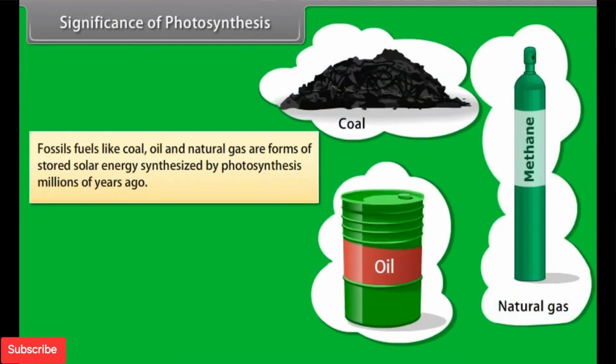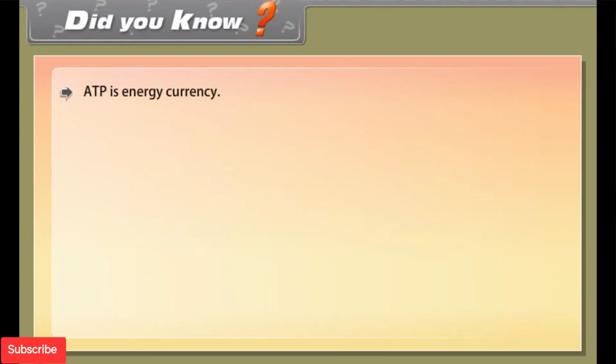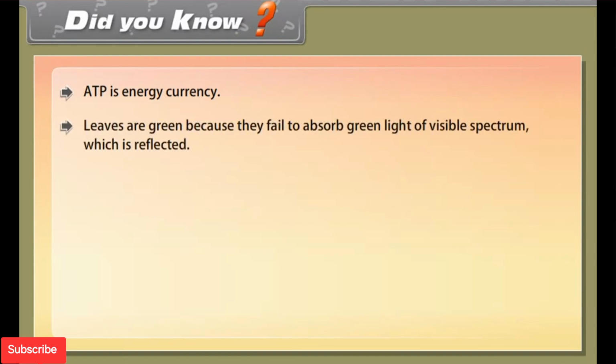Assessment. Before proceeding further, let us know how much you have learned. Drag and drop the correct option. Did you know ATP is the energy currency? Leaves are green because they fail to absorb green light of the visible spectrum, which is reflected. Blue and red light are best for photosynthesis.